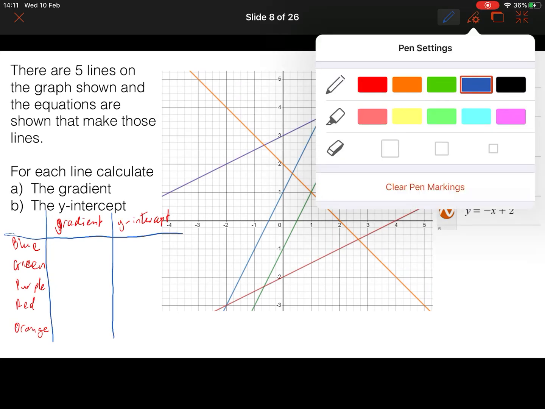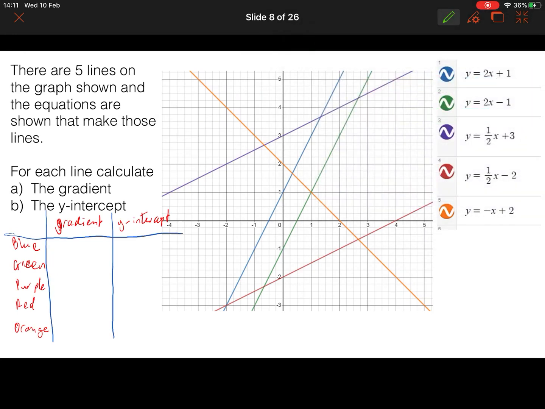Now the y-intercepts are easy, so I'm going to start with that. I can just see the y-intercept because I just have to look at the graph, okay? So the blue one has a y-intercept of 1. The green one has a y-intercept of -1. The purple one has a y-intercept of 3. The red one has a y-intercept of -2, and the orange one has a y-intercept of 2.